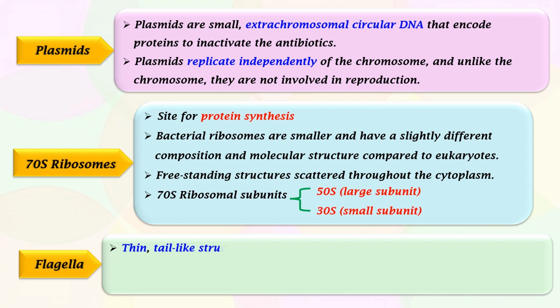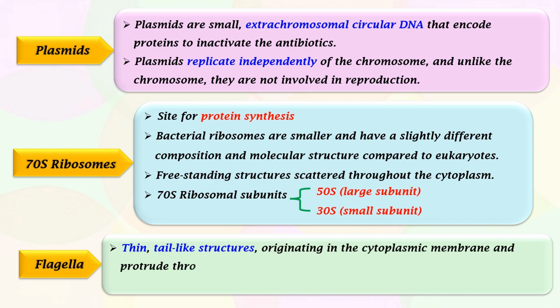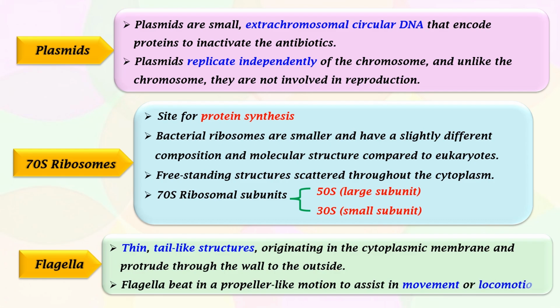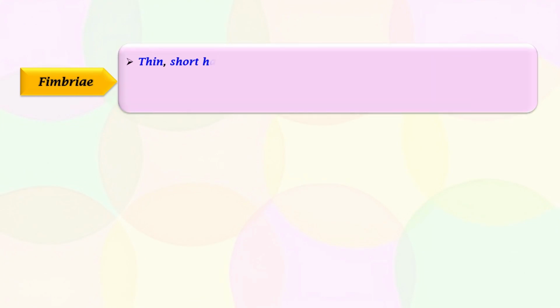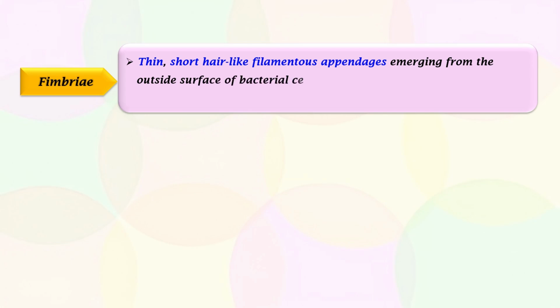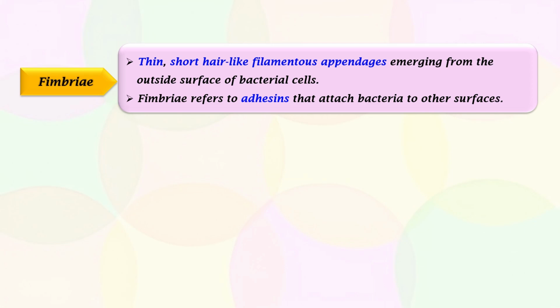Flagella. These appendages are thin, tail-like structures that originate in the cytoplasmic membrane and protrude through the cell wall to the outside. Flagella beat in a propeller-like motion to assist in locomotion. Fimbriae. These are thin, short, hair-like filamentous appendages emerging from the outer surface of the bacterial cells. The term fimbriae refers to adhesins that attach bacteria to other surfaces.